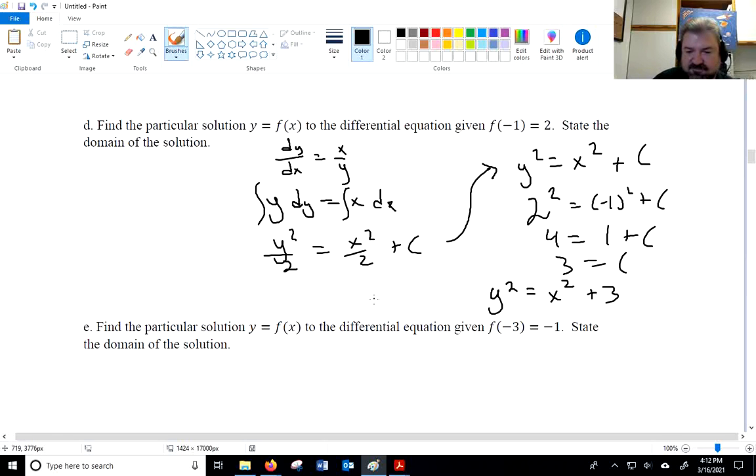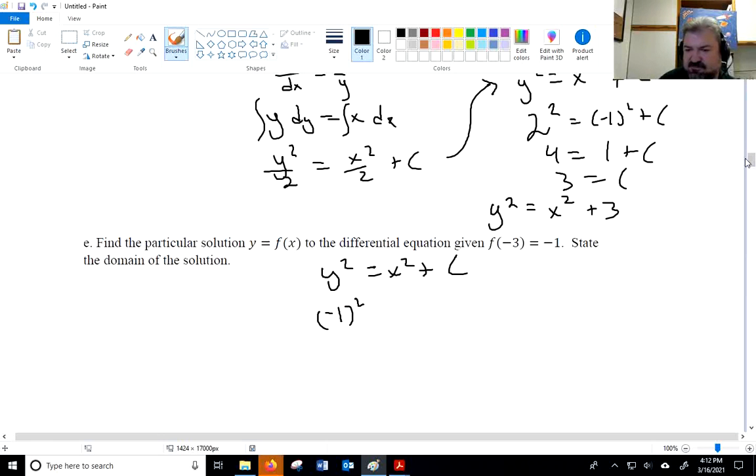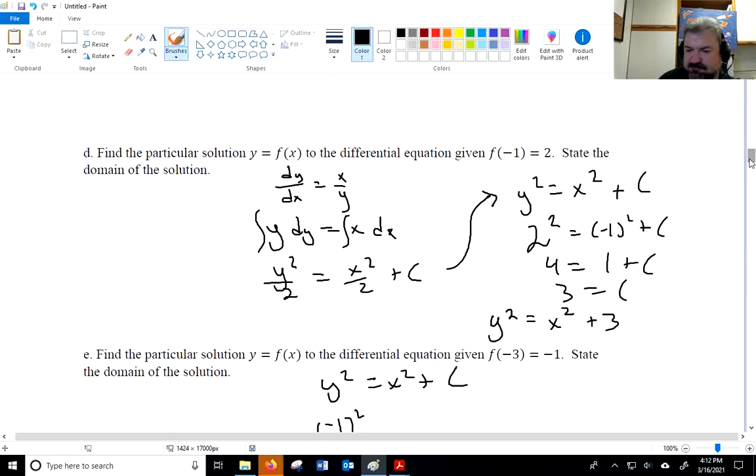Let's take a look at when the differential equation goes through negative 3, 1. Well, everything will be the exact same, right? Up to here, y squared equals x squared plus c. But now I'm going to plug in a negative 1 for y. Oh, you know what? I left this as a relation. I didn't actually get the square root. And if I take the square root of both sides at this time, I have to use, so I'm going back to this one, I have to use plus or minus. But because I need a positive 2, I'm going to take the positive square root. That would give me y as a function of x.